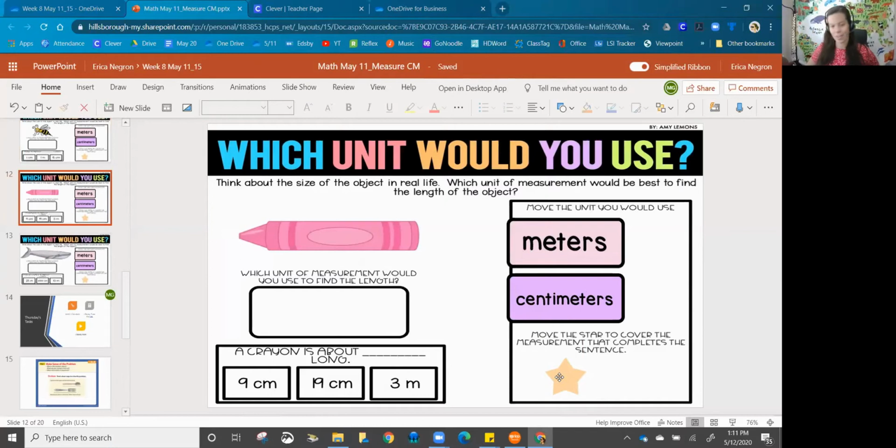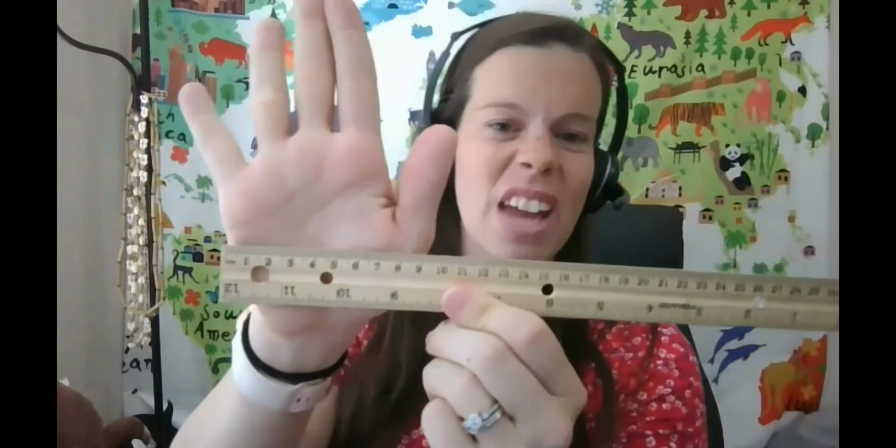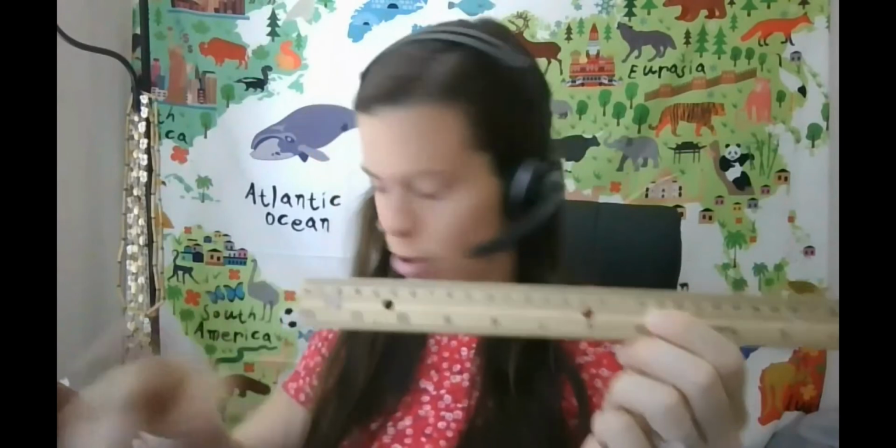What about a crayon? Meters or centimeters? It's still small, so definitely centimeters. Is it about 9 centimeters, 19 centimeters, or 3 meters? So we have 9 right here. 9 is about the size of my hand. 19 is right here. It's hard to see, but that's about the size. Or is it about 3 meters?